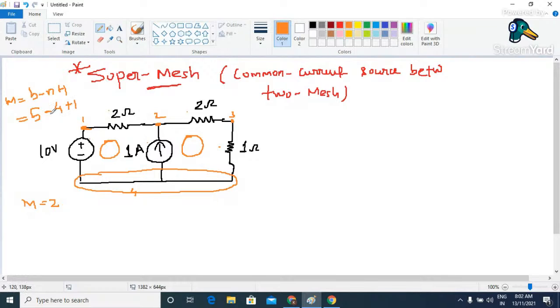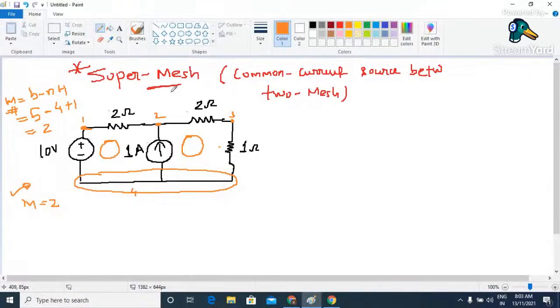And then here we have plus. So 5 minus 4 is 1. 1 plus 1 is going to be 2. See, we got the same value. So in this way, we need to identify how many branches and how many nodes there are, and based on that we can calculate how many meshes there have to be in that particular circuit. So you can apply this logic, or you can apply the direct observation technique to find out the meshes available in the circuit. Now how to solve this numerical?